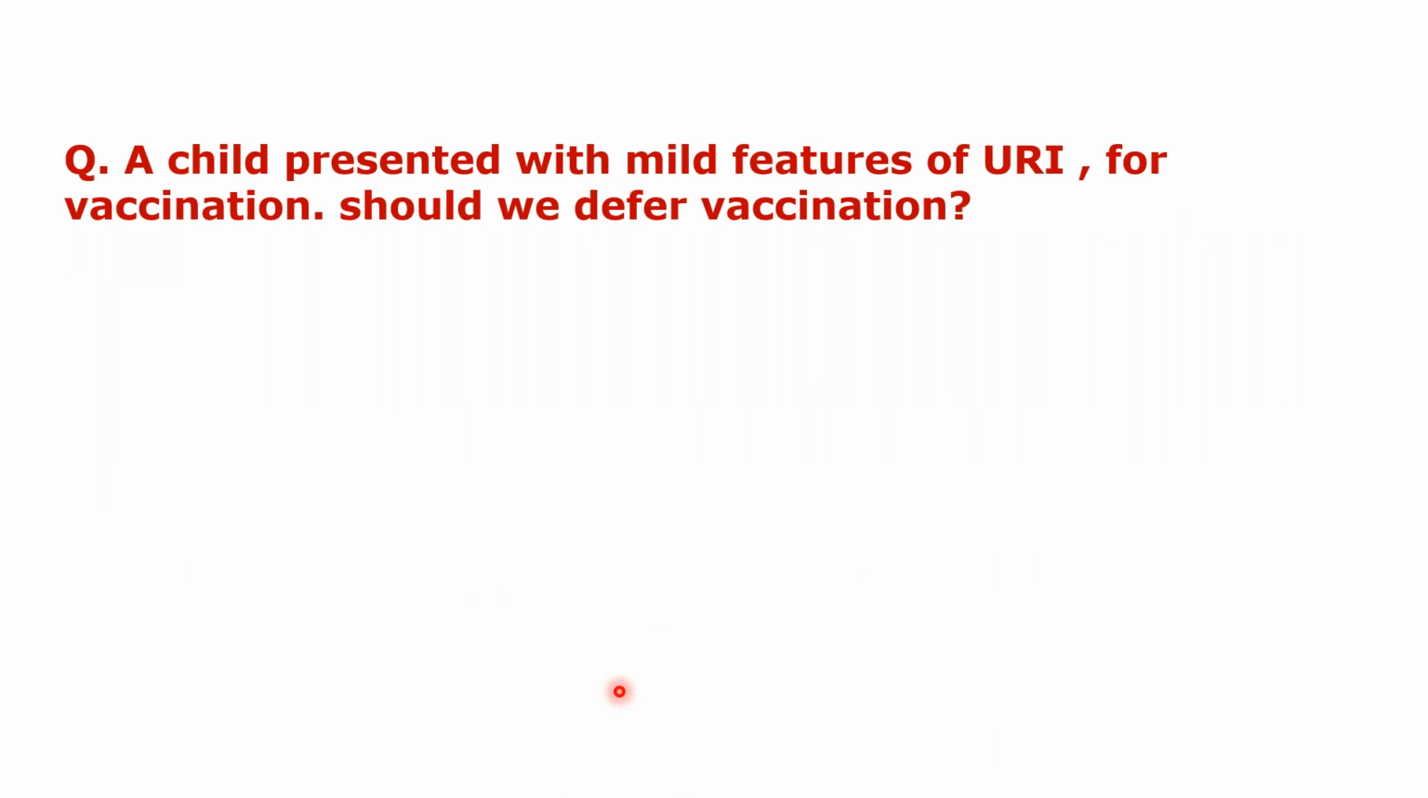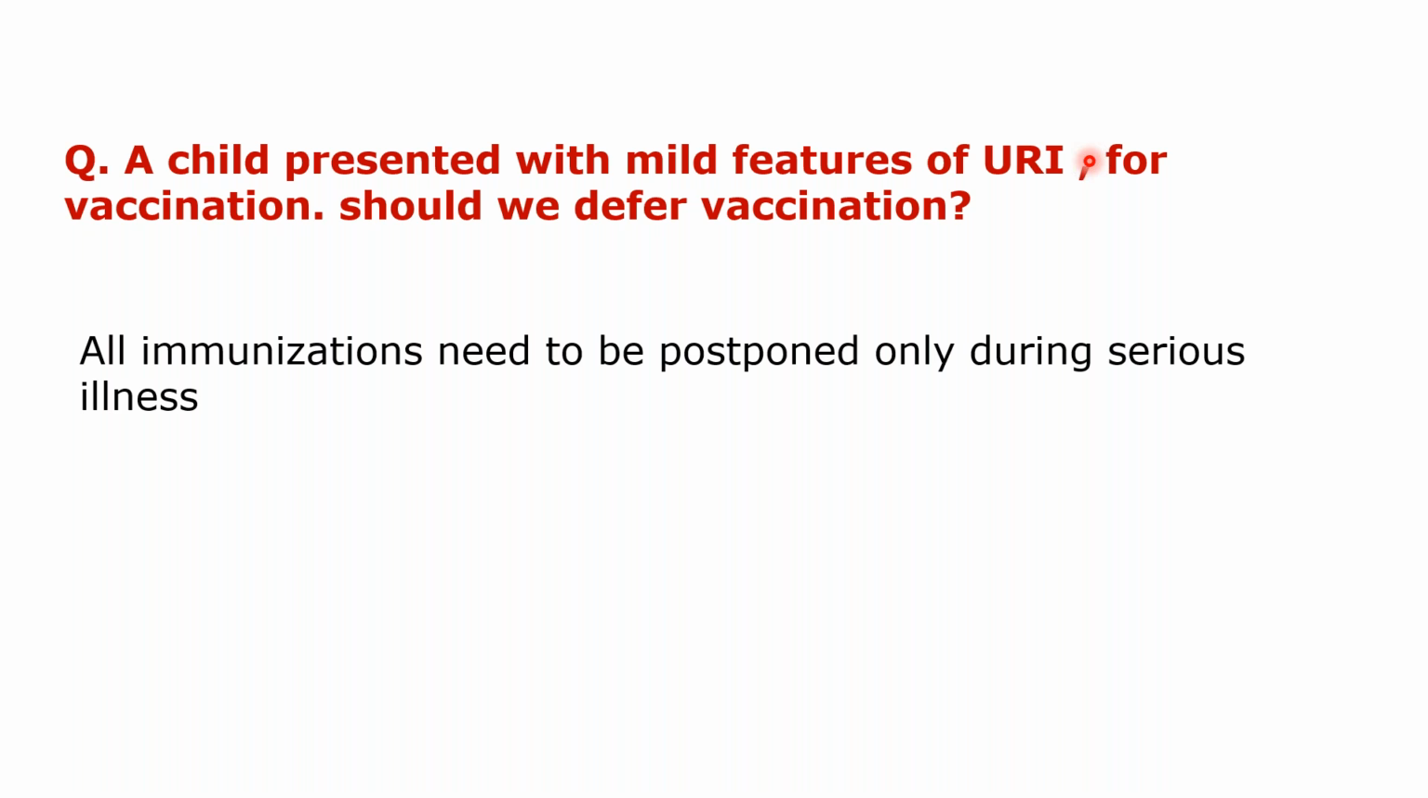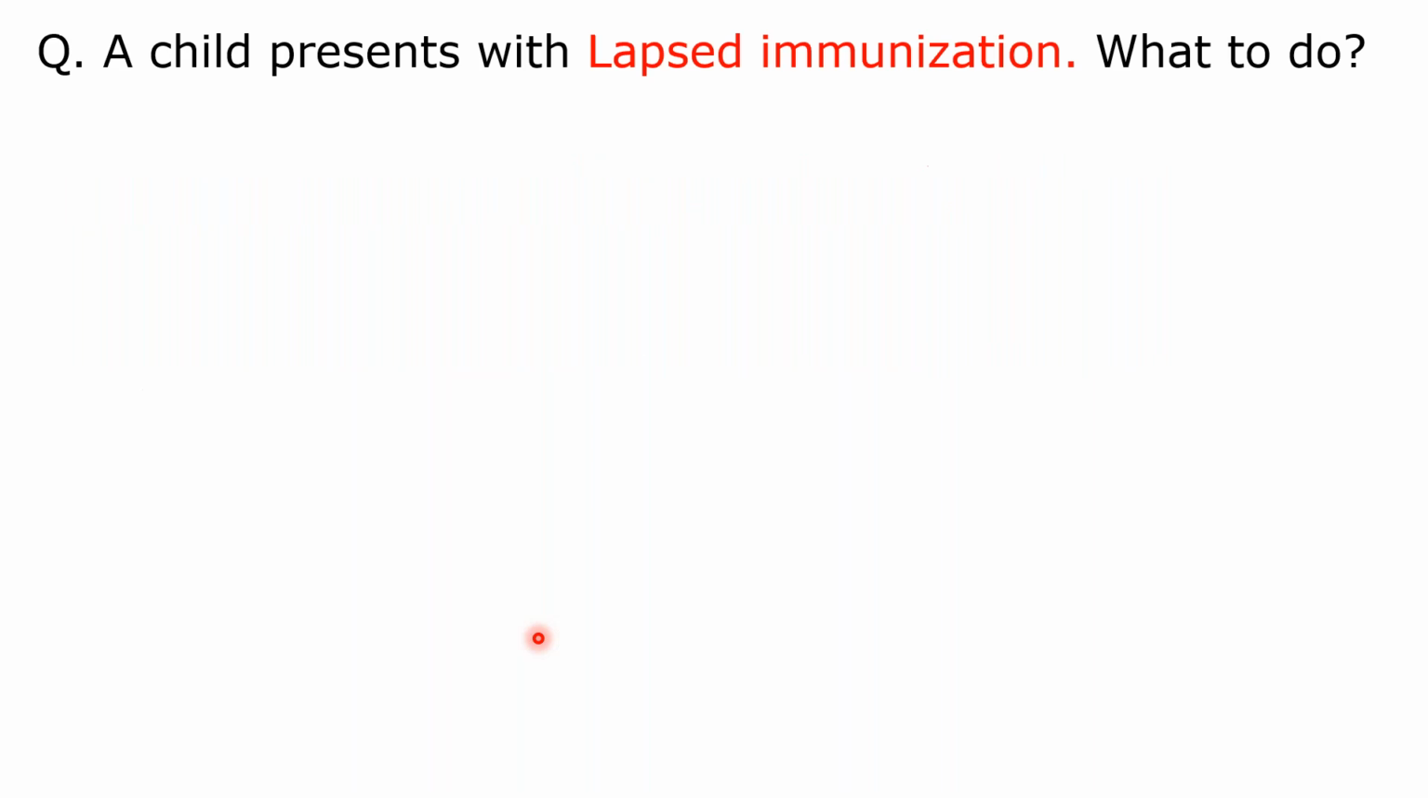moving ahead. If a child presented with mild features of upper respiratory tract infection, so cough and coryza and low-grade fever is there, should we defer vaccination? What do you think? Should we ask him to come on a later day? So Swati and Shreya feel no, Pragya feels yes, Nikita feels no, Tamanna feels no. So what should we do? If only mild features of upper respiratory tract infection are there, we need not postpone the immunization. All immunizations need to be postponed only during serious illness, okay? Not for milder illnesses, right?